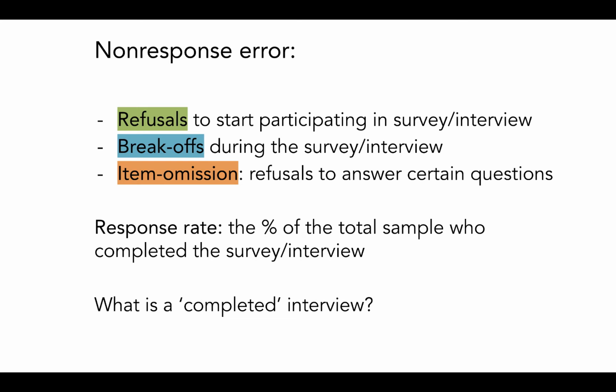There's different types of non-response error. First of all, refusals, which means that participants don't even start participating in the survey or the interview. Secondly, break-offs, which means that during the survey or the interview, respondents stop participating altogether, so they just quit. Or item omission, which means that respondents refuse to answer certain specific questions.